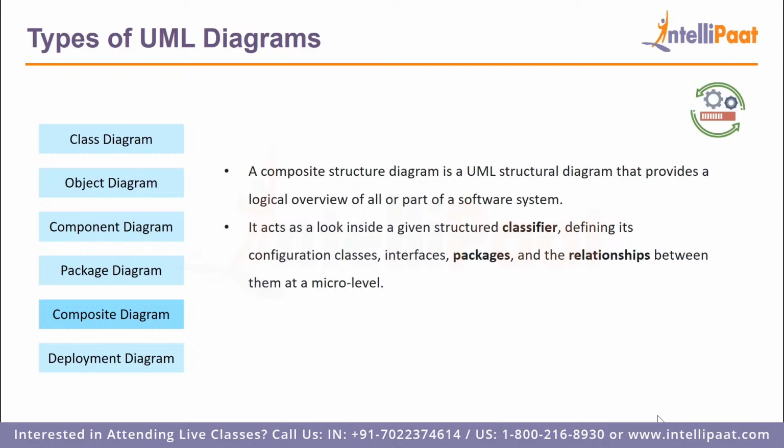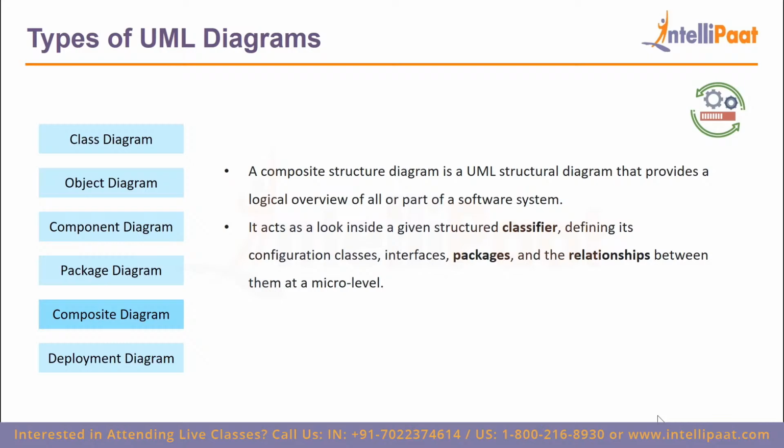A composite structure diagram is a UML structural diagram that provides a logical overview of all or part of a software system. It acts as a look inside a given structured classifier, defining its configuration of classes, interfaces, packages, and the relationships between them at a micro level. This diagram can include internal parts, ports through which the parts interact with each other or through which instances of the class interact with the parts and with the outside world, as well as the connectors between the parts, or you can say the ports.